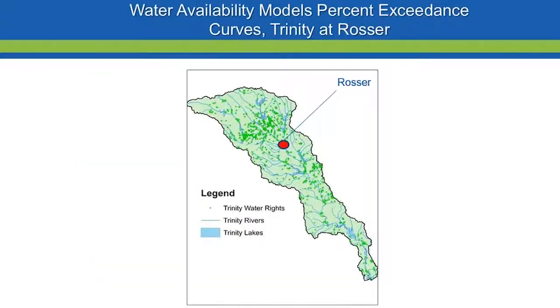So, water availability models and percent exceedance curves at the Trinity River at Rosser. We talked about above Lake Livingston and below Lake Livingston being two different systems operationally, and they have different drivers. So again, this is the Rosser gauge. It's just downstream of the Dallas-Fort Worth area. The East Fork actually comes in upstream of this gauge. So this gauge is representative of this entire upper basin.